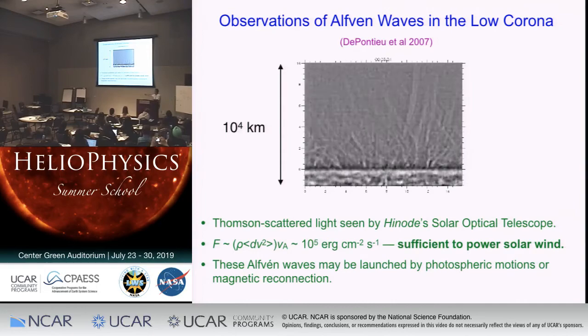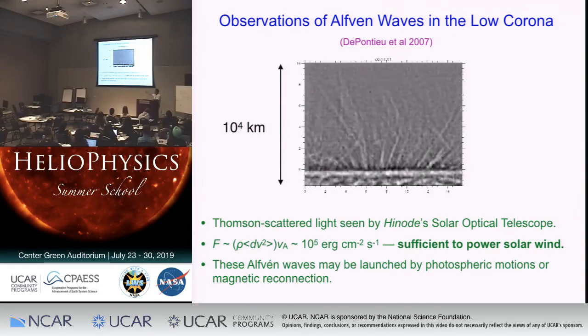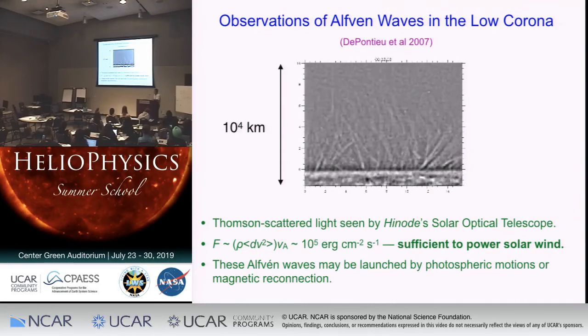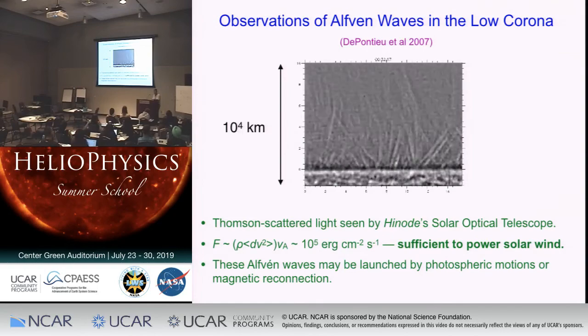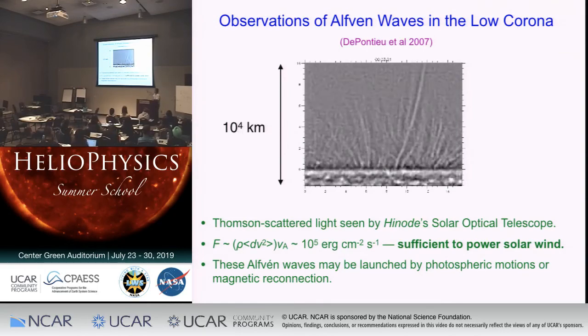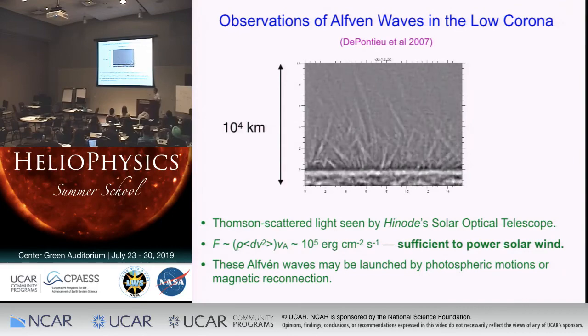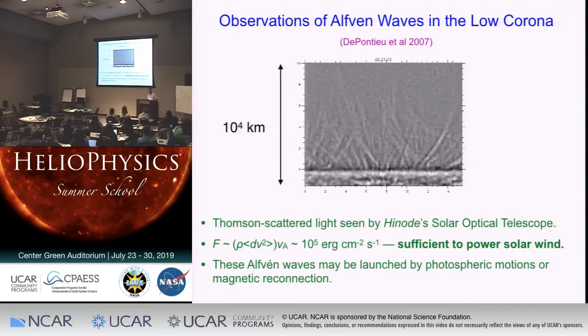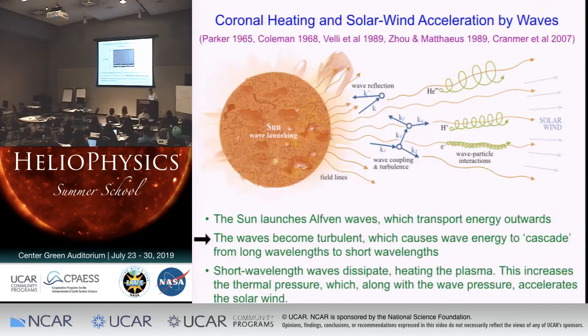They found the energy flux in this field of fluctuations is about 10 to the 5 ergs per centimeter squared per second. That's what you need to power the fast solar wind. So a very important observation to establish the plausibility of this type of wave as a mechanism for generating the solar wind. How do they become turbulent?